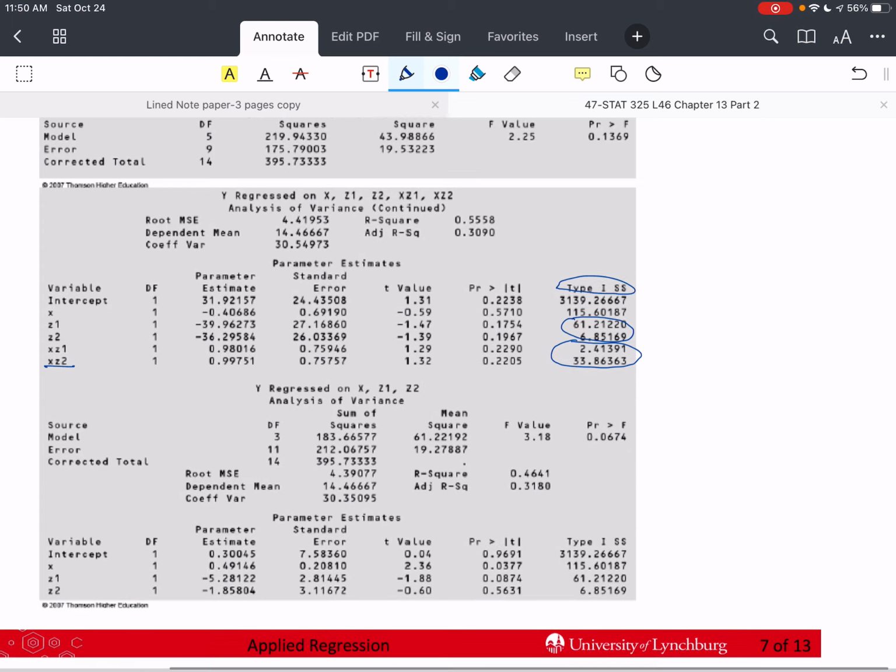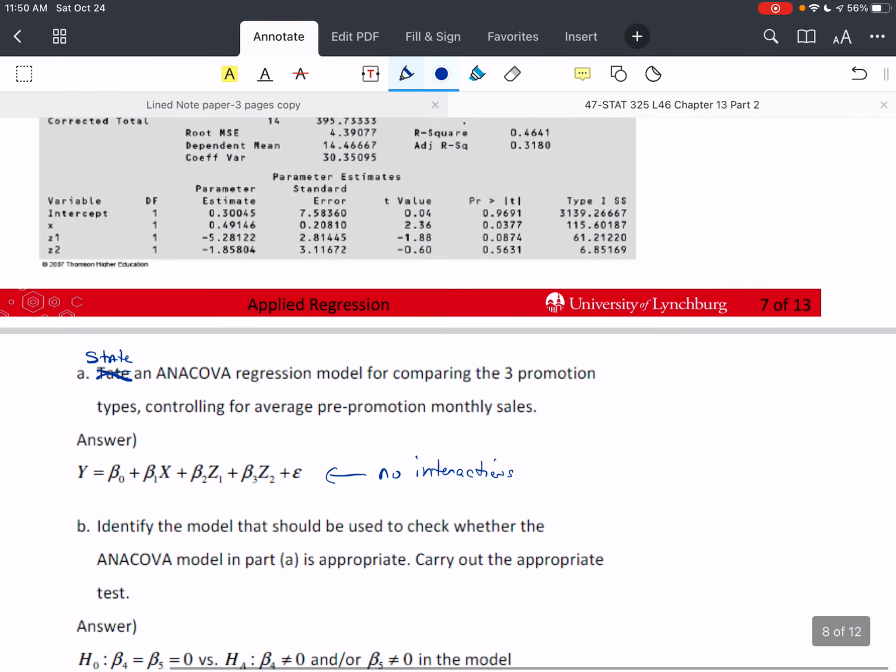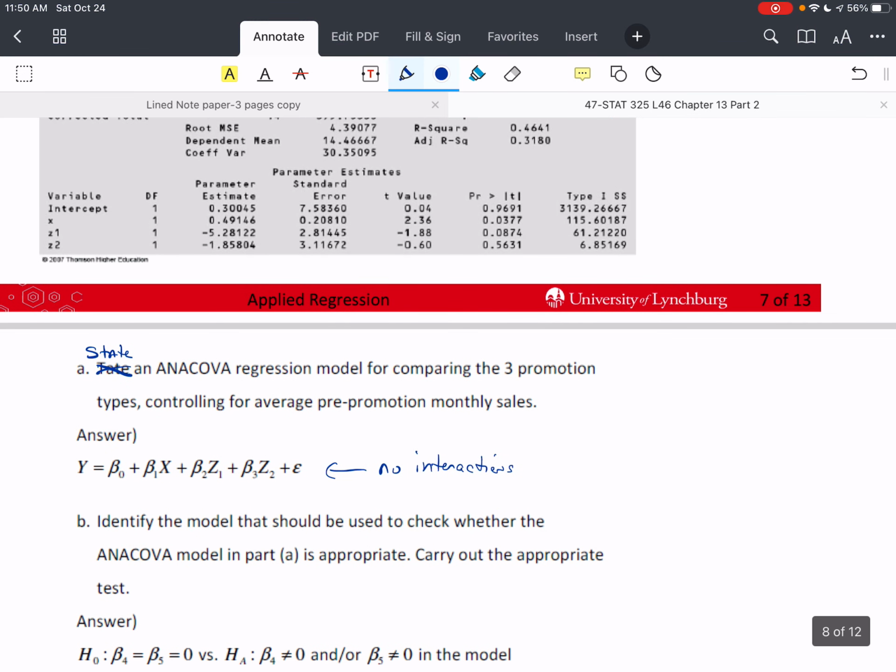Remember, you can add those to get the total. Now, we want to state an ANACOVA regression model for comparing the 3 promotion types and controlling for the average pre-promotion monthly sales. That's X. So here's how we do that. So that is Y equals beta naught plus beta 1X plus beta 2 Z1 plus beta 3 Z2 plus epsilon.